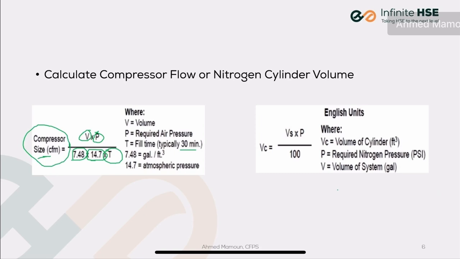If we use nitrogen cylinders instead of a compressor, this is the equation: the volume of the cylinder equals the volume of the system multiplied by the required nitrogen pressure divided by 100. This equation is for nitrogen cylinders and that equation is for compressor flow. This step is only for the dry system or pre-action system.